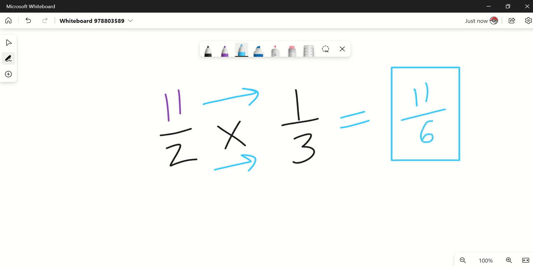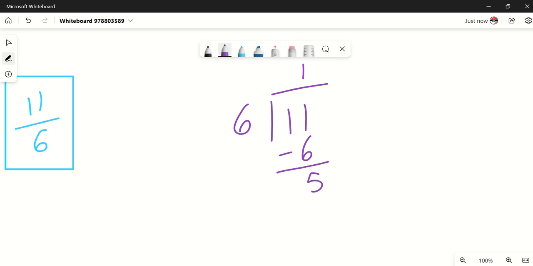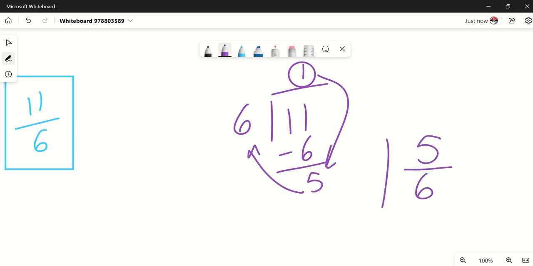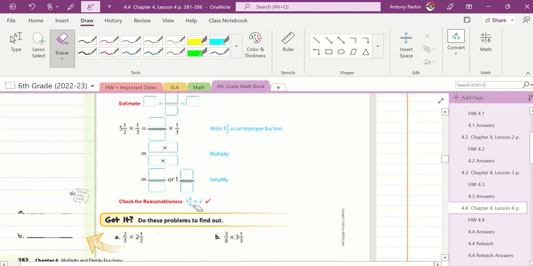This is an improper fraction. So to simplify this, I will need to do 11 divided by 6. 6 will go into 11 one time. That will equal 6. When I subtract, I will get 5 left over, so my answer will be 1 5/6. And 5/6 is simplified. 5 and 6 have no common factors, therefore my answer is 1 5/6. And I am done. And if we look down here, 1 5/6 is right there.